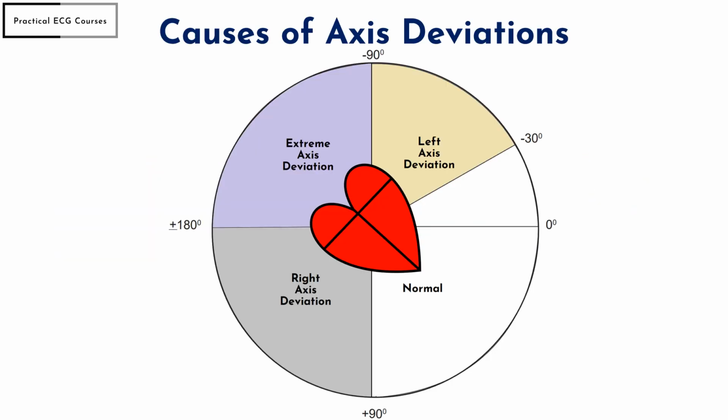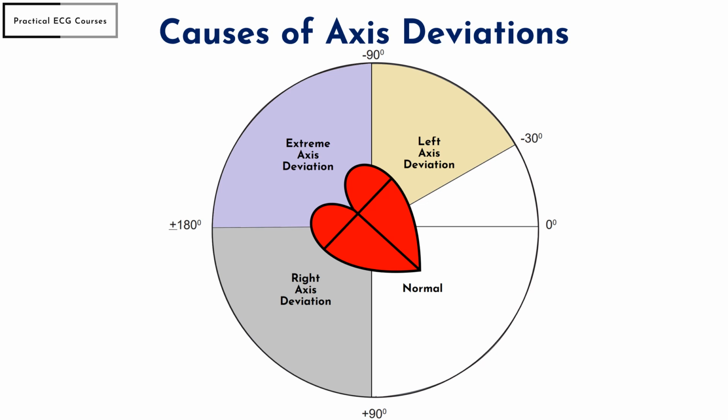Now let's look at some of the common causes of axis deviation. Once upon a time, I struggled to remember the causes of axis deviations. I used mnemonics, but that didn't help. If you also have been struggling with it, then you do not need to any longer, because you already know all the concepts that you need to understand the different causes of axis deviations. Now, what you need to remember is that axis is determined by vectors. So if you have more vectors on one side, the axis will deviate to that side.